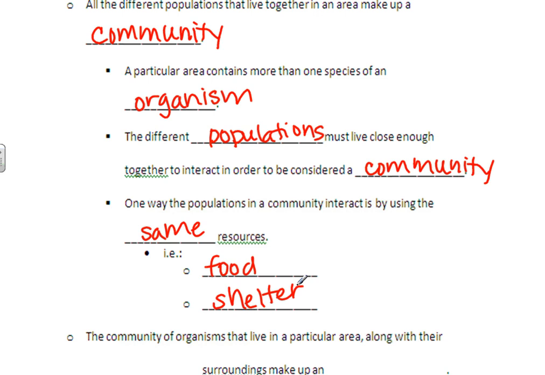You have a population of pronghorns. They're all one species altogether, so that makes up a population of pronghorns. Then there's all one species of bison. That makes up a population of bison. Now, those two populations are interacting together.